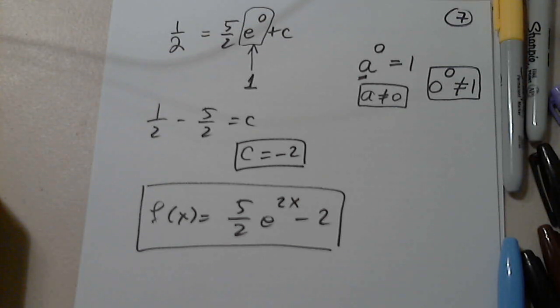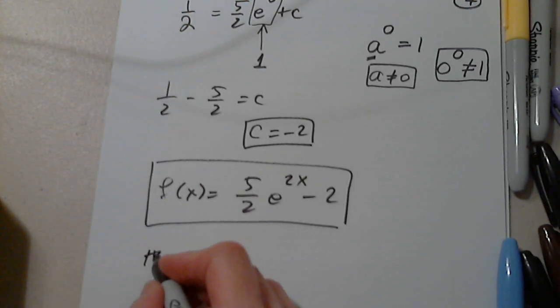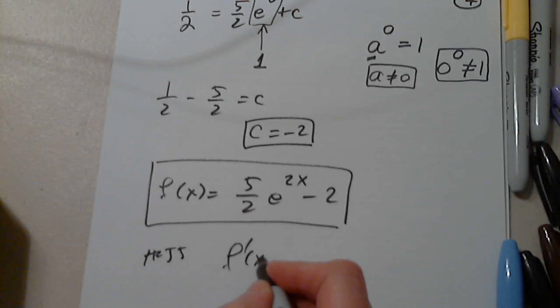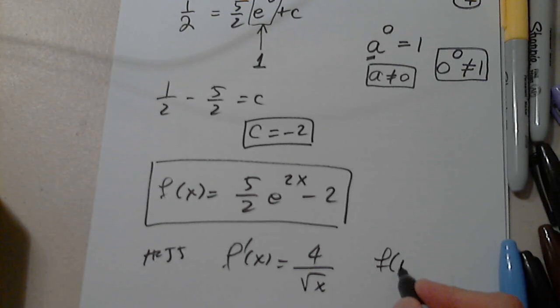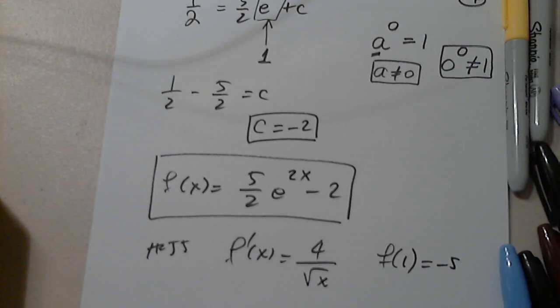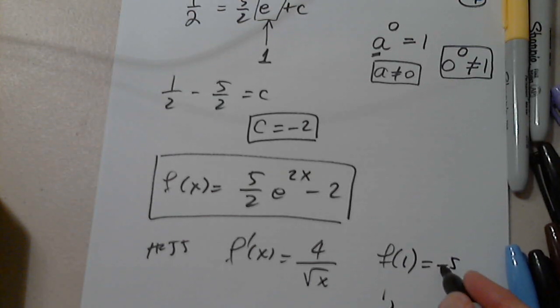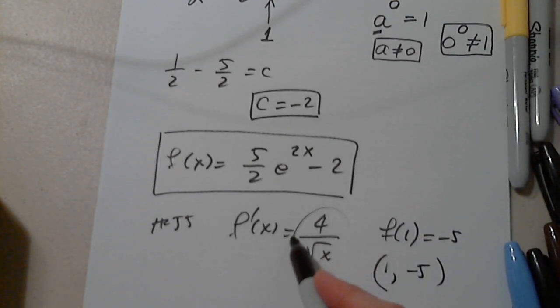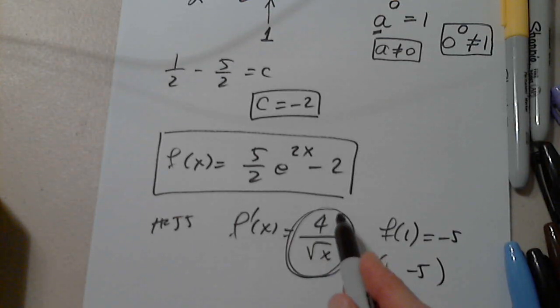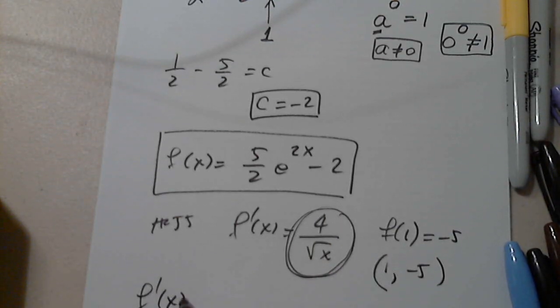Okay, one more, and then we're going to look at a fancy symbol. Let's also look at 4 over the square root of x. So that's 55. F prime of x equals 4 over the square root of x, and they're giving us f of 1 equals -5. In other words, they're telling us when x is 1, y is -5. Good. How would you change this to make it easier to work with?